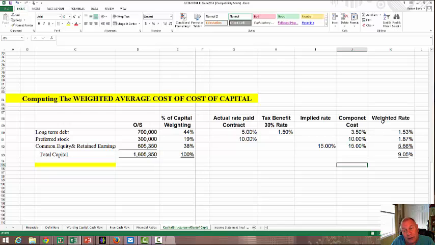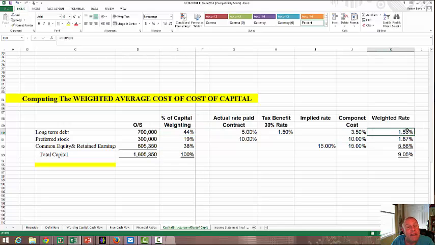But when we want to compute the weighted rate, we take the component cost times the weighting of each of these components. So we take 3.50 times 44 gives us 1.53. That's the weighted cost. So we're multiplying the component cost times capital weighting, and then we're summing them. So in this case, the weighted average cost of capital for Geneseo Coffee Company is this 9.05. So when we're doing capital budgeting and planning, and we want to expand, that's our weighted cost of capital for modeling. Hopefully this gives you a good understanding of the capital structure.